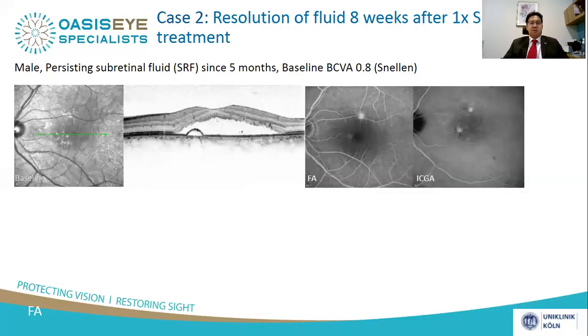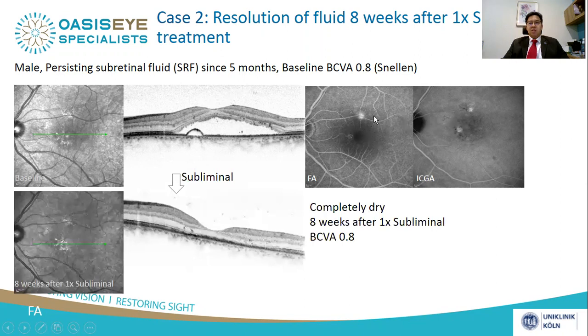What about chronic CSCR? So here's a male patient with persisting subretinal fluid for 5 months, and he had fluorescein angiogram and ICGA showing a persistent leakage superior to the fovea. And with 1 session of subliminal laser treatment, it was completely dry after 2 months with improvement of vision.